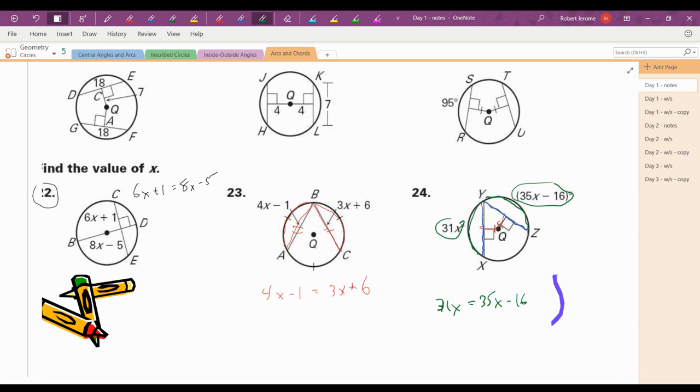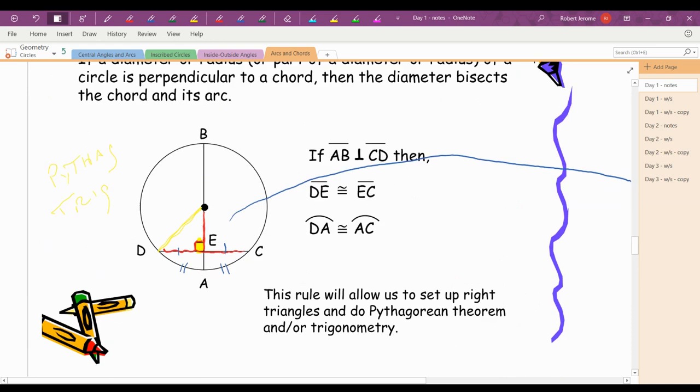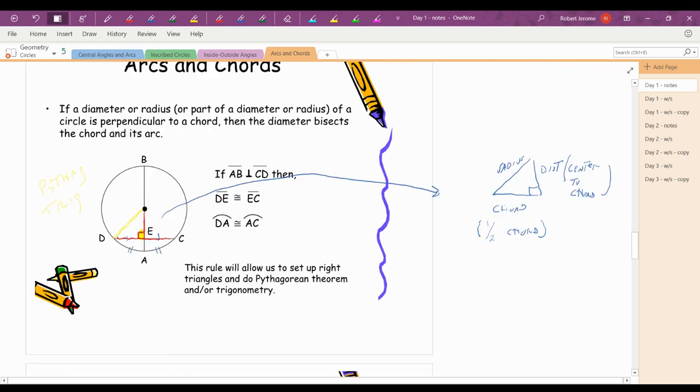Okay, all right, guys. So like I told you, today our focus was on the 3 rules being applied. Tomorrow, we're going to bring in the idea that not only did the diameter bisect the chord and its arc, but now we can use the perpendicular segments, or use the right angle, to form right triangles. So we're going to see that in tomorrow's work. Today focuses on the 3 rules, and then we'll apply it a little bit more tomorrow in more depth.